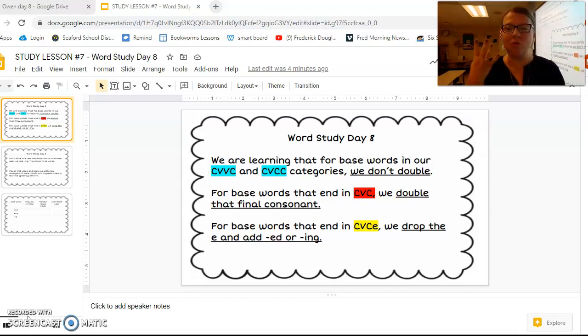We know about 4 different spelling patterns. We are learning that for the base words in our CVVC and CVCC categories, we do not double when we add the suffix ed or ing. For base words that end in the CVC categories, we double the final consonant. And then for base words that end in the CVCE pattern, we drop the final E and then add ed or ing.